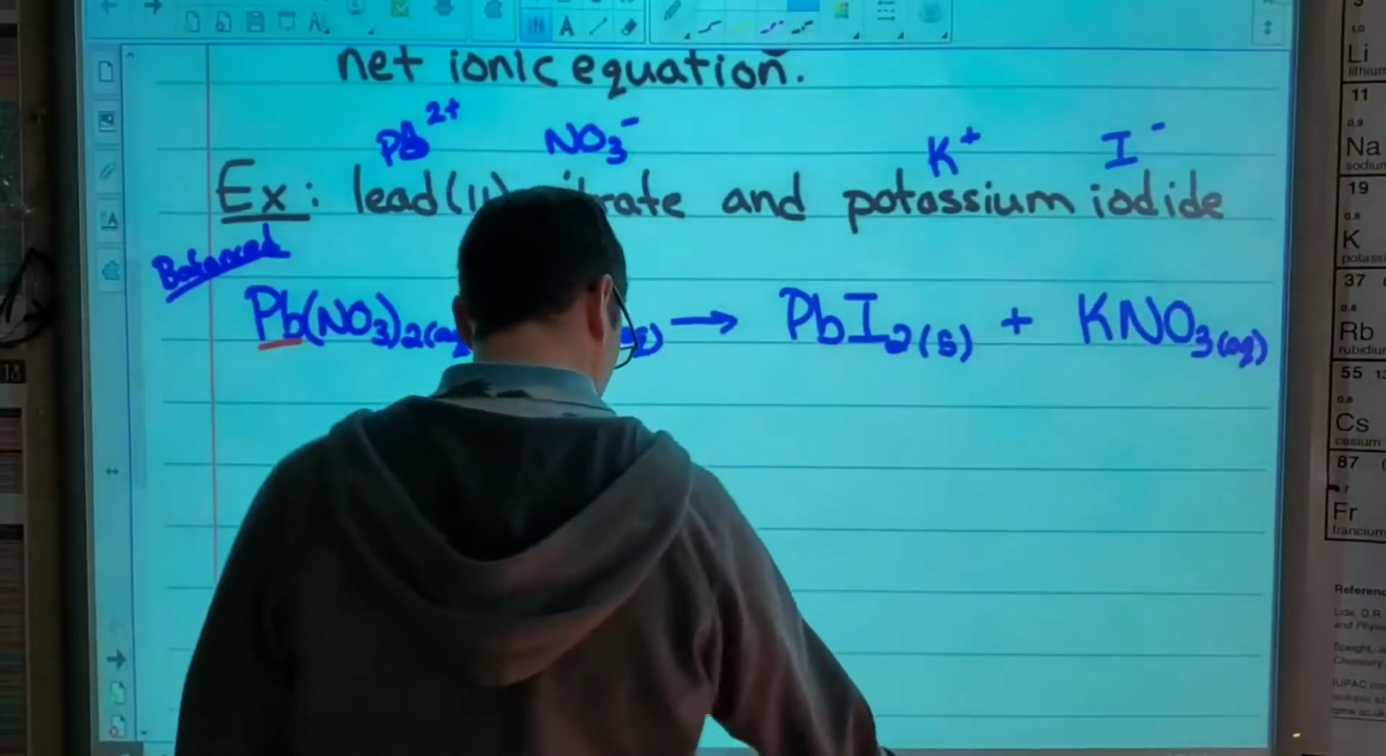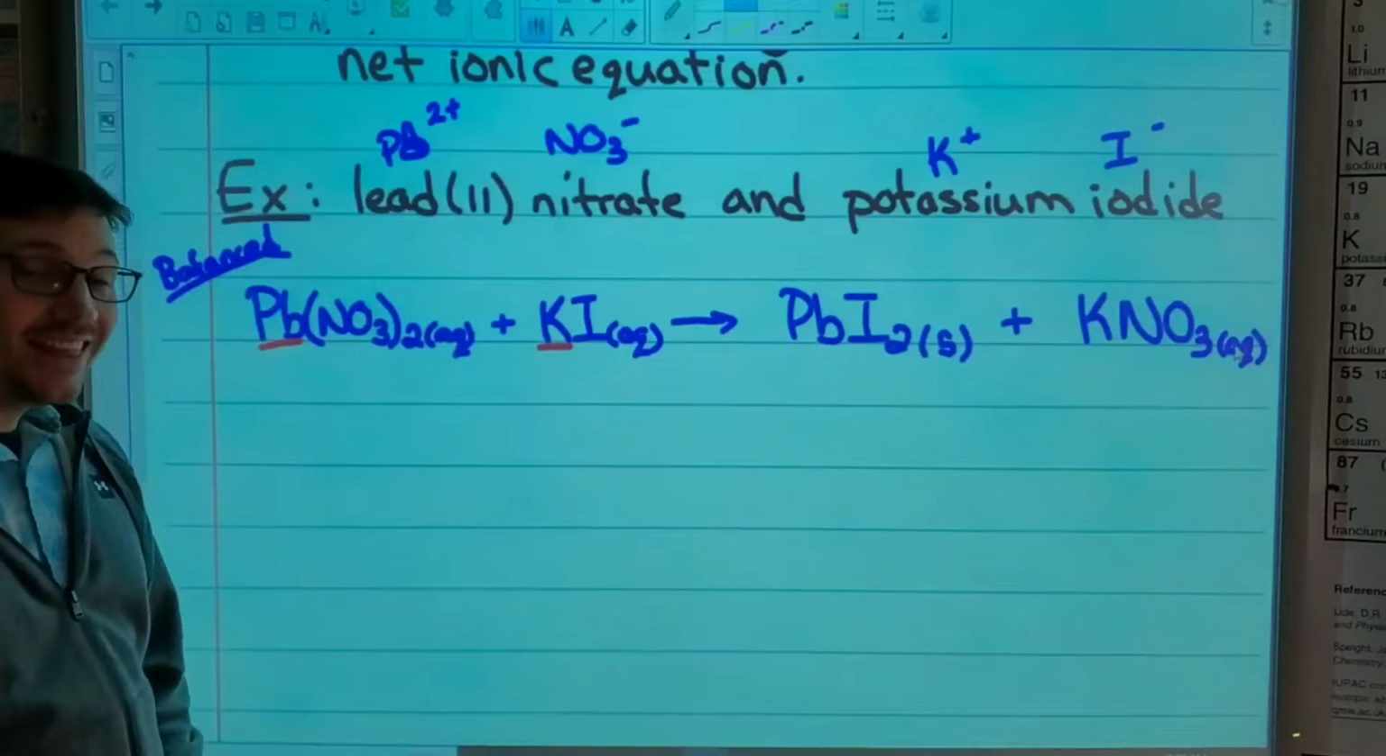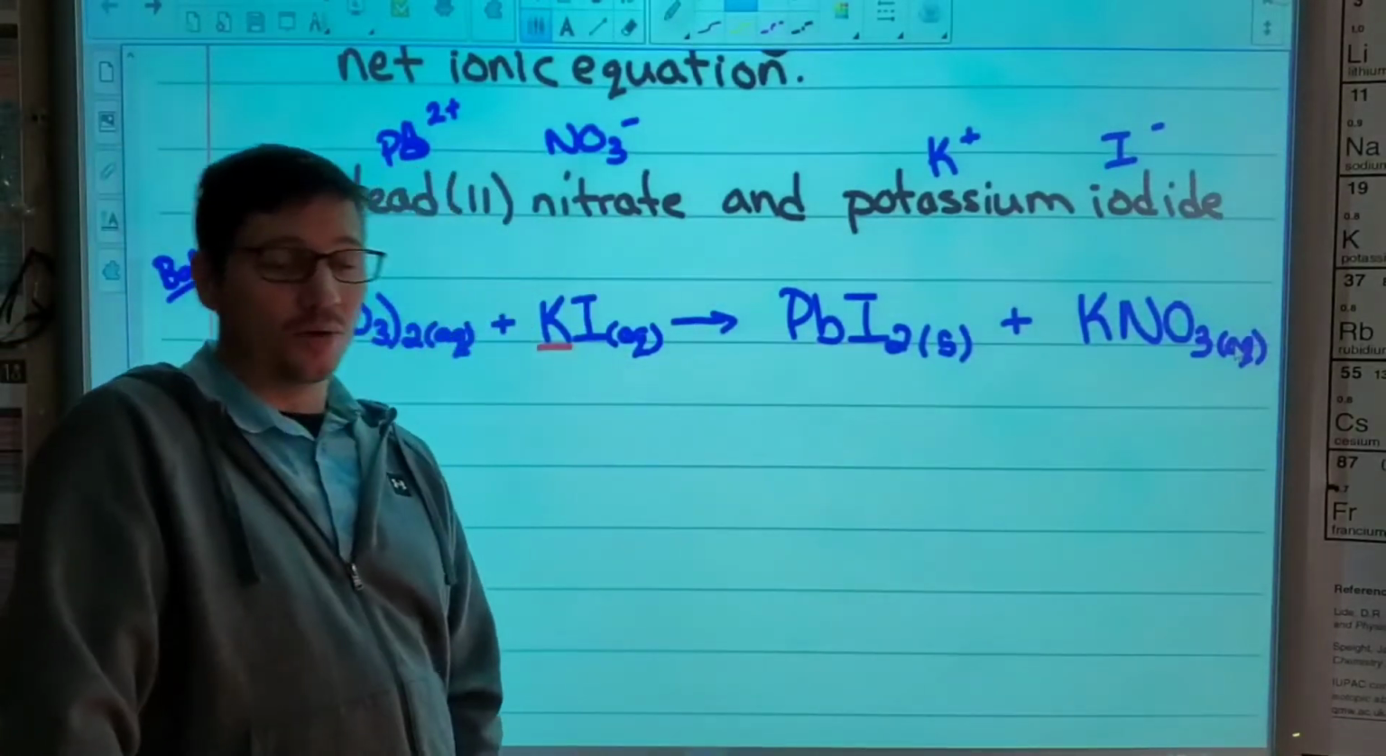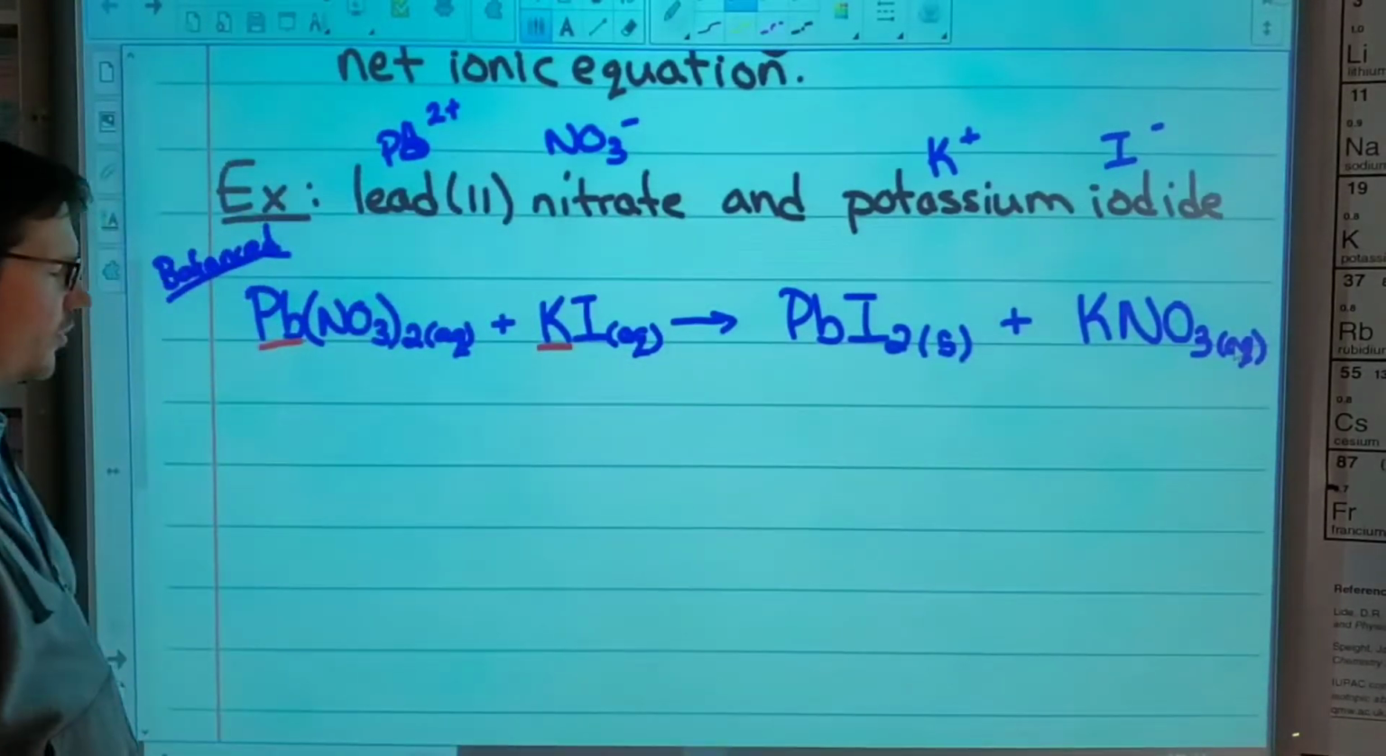Good. So that's our skeleton equation. That's not our balanced chemical reaction.